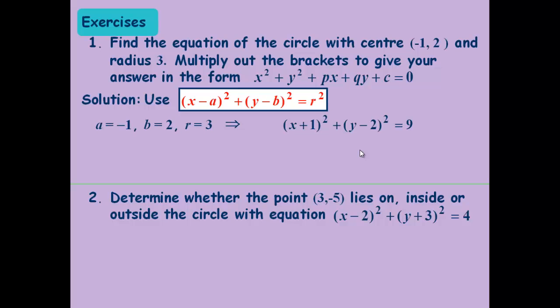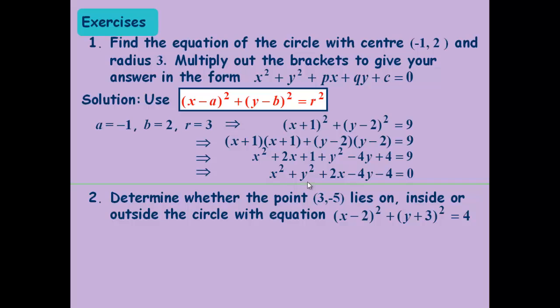It then asks us to multiply out the brackets, so if we multiply out these brackets we end up with this, and then simplify, gather the like terms, so gather the numbers together, bring the 9 over here, and we end up with this. So that gives us 2 as p and minus 4 for q.